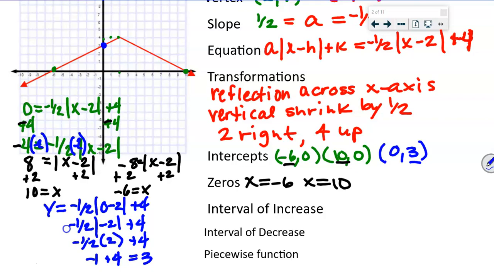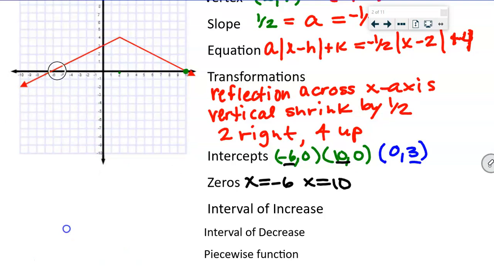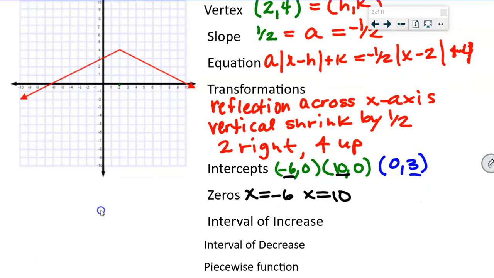Now, let's talk about our intervals of increase and decrease. I'm going to erase all this. You guys can just scroll back on the video if you need to see it again, okay? So on this one, we're going to talk about our intervals of increase and decrease.